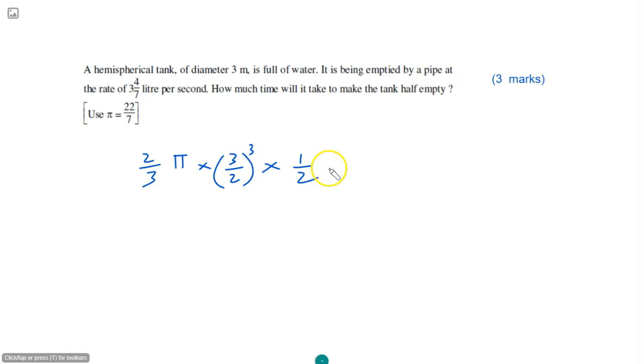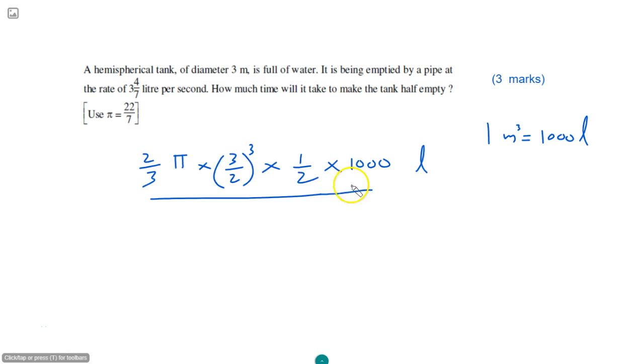Now this volume is going to be in meter cube because the unit of radius is meter. So if you calculate this, you will get the volume in meter cube. We need to convert that to liter. You know that 1 meter cube is equal to 1000 liters. So this into 1000 will be the volume in liters.